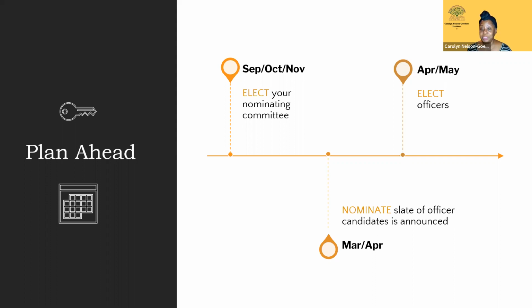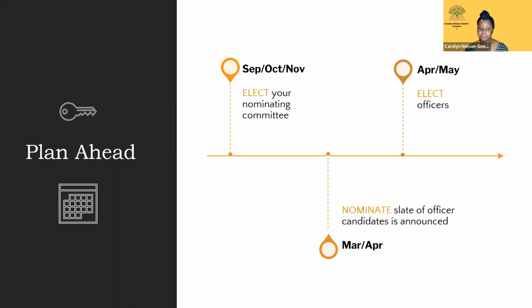So make sure that you amend your budget in January and elect, not select, not appoint, elect your nominating committee. Alvin shared with you that that is an elected position. It's not appointed by the president. It's not appointed by the principal. It's elected by the general membership.